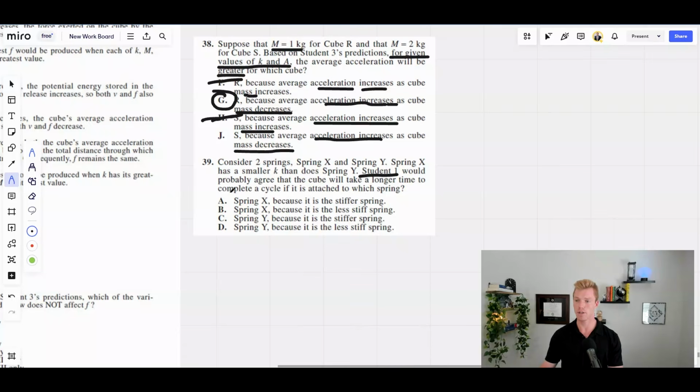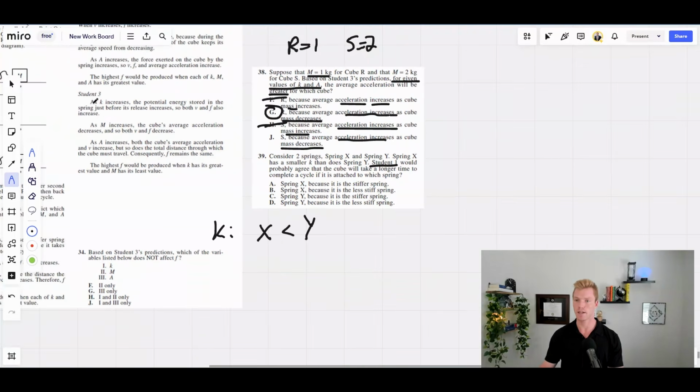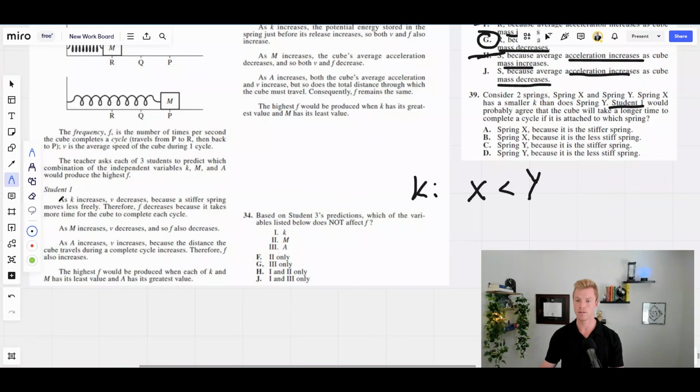And again, this is where my little notes can come in handy. So spring X and spring Y, X has a smaller K than spring Y. So we'll say for K value, X is less than Y. And again, now we're going to go back to what student 1 says. Not going to care about student 2 or student 3, just student 1.